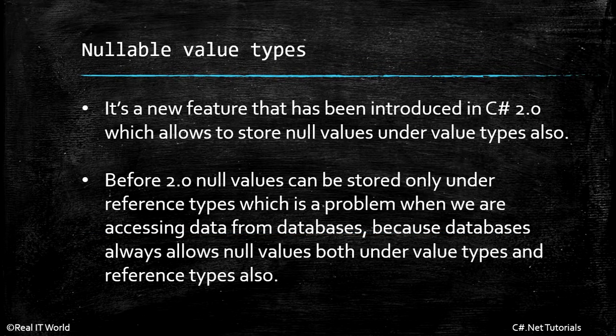Nullable value types. It's a new feature that was introduced in C# 2.0, which allows storing null values under value types also. Before 2.0, null values could be stored only under reference types, because value types cannot support storing null values, which is a problem when we are accessing data from databases. Databases support storing null values inside value types because databases always allow null values under both value types and reference types. Let's look at this.